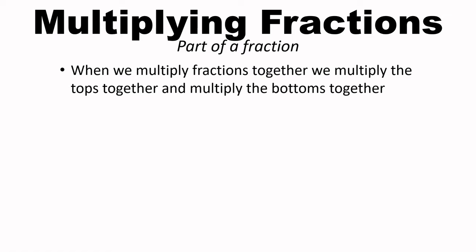When we multiply two fractions together, we just need to multiply the tops together and multiply the bottoms together. And of course, remember that a fraction is simply a division. So the result in the numerator is being divided by the result in the denominator.